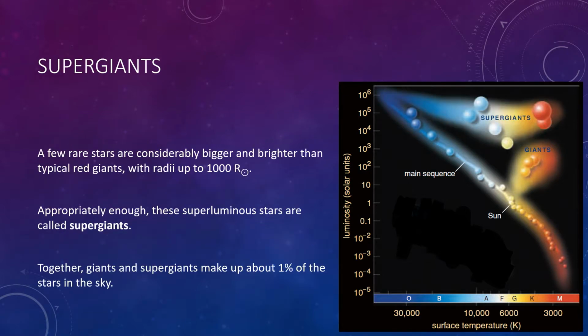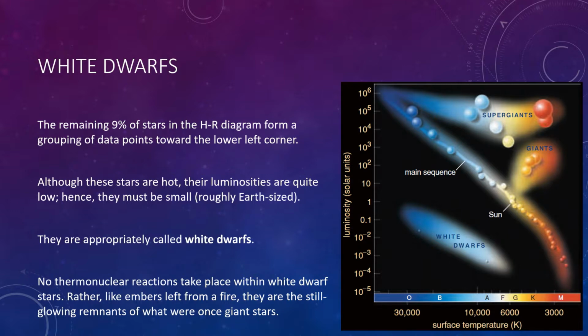There's still more. Next are the supergiants. A few rare stars in the night sky are considerably brighter and bigger than typical red giants, with radii up to 1,000 times that of the sun. Appropriately enough, these superluminous stars are called supergiants. Together, giants and supergiants make up only about 1% of stars in the night sky. So it just so happens that these bigger stars are much more rare, and we'll get to that more soon. We still have one main category to look at, and that is the white dwarfs.